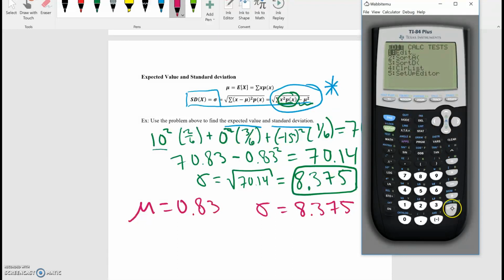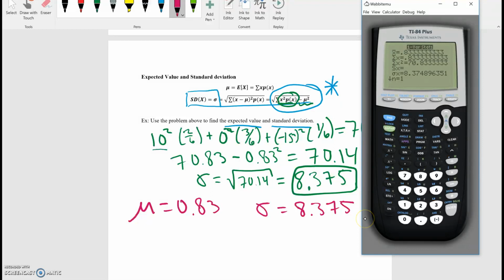So hopefully you entered all of your data just like you did. I'm going to go to stat, then go to calculate, one variable statistics. Now, in this case, you kind of have to do it manually. So what you're going to do is find the mean of all my L1 items. I'm going to press second and then the number 1, L1. I want to find the mean of my X values if their frequency is in L2. I'm going to press enter. And ta-da, I get exactly the same thing.